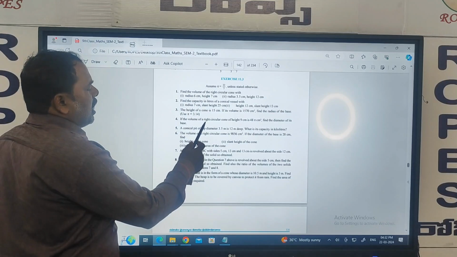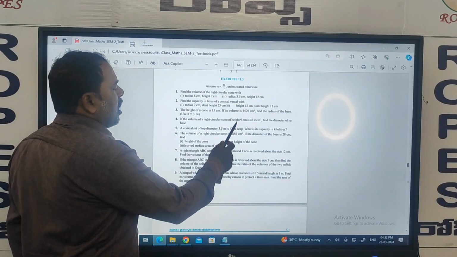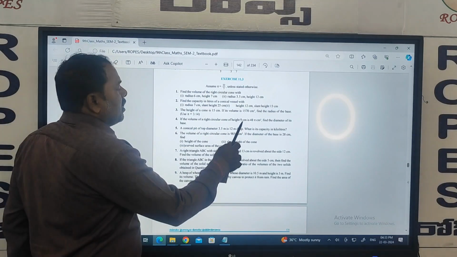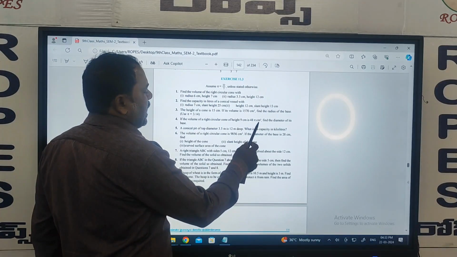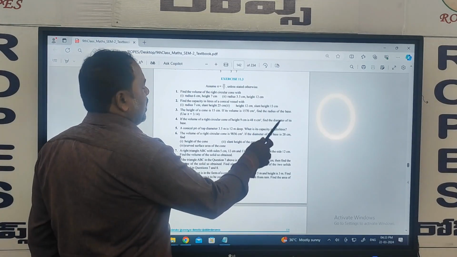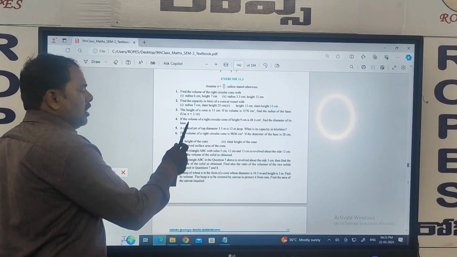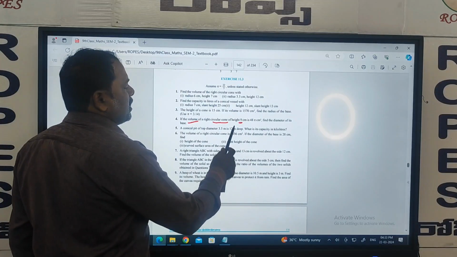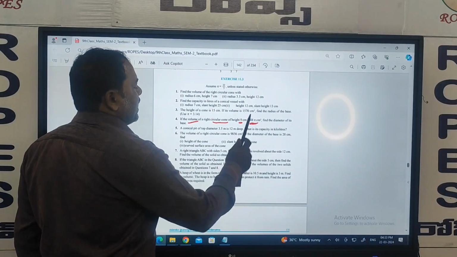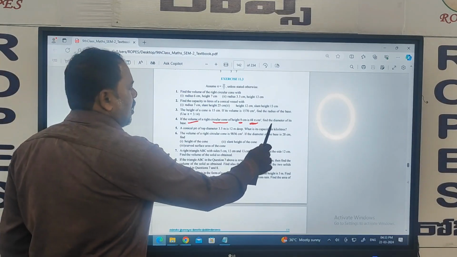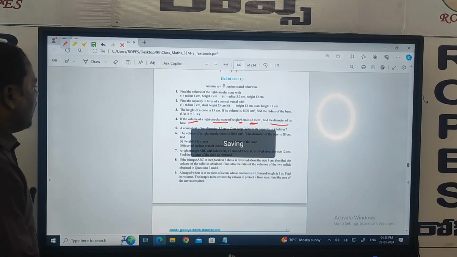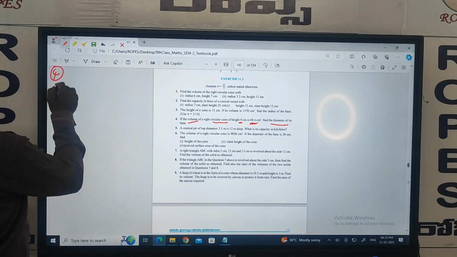Question number 4. If the volume of the right circular cone of height 9 centimeters is 48 pi centimeters cube, find the diameter of the base. So here they gave the volume of the cone. When the height of the cone is 9 centimeters, the volume is 48 pi centimeters cube. From that they are asking to find the diameter of the base. So how to solve this type of problem? See here, question number 4.